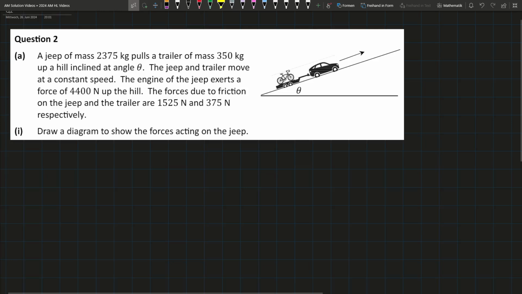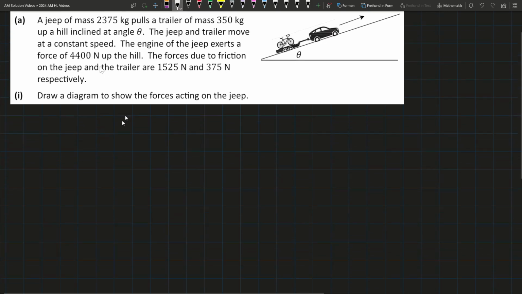Question 2 is all about forces and Newton's laws. So we have a Jeep of mass 2375 kg pulling a trailer up a hill. They move at a constant speed, so that means there's no acceleration. The engine of the Jeep exerts a force of 4,400 newtons up the hill, and the force due to friction on the Jeep and the trailer are 1525 and 375. And we're asked to draw a diagram to show the forces acting on the Jeep.